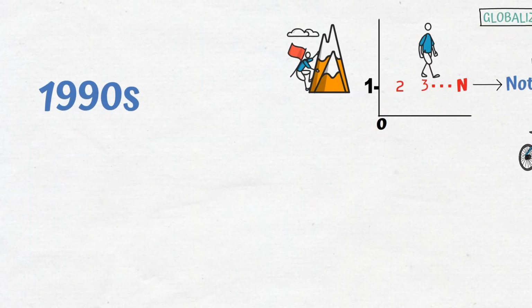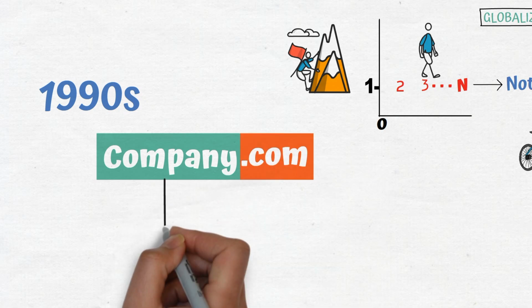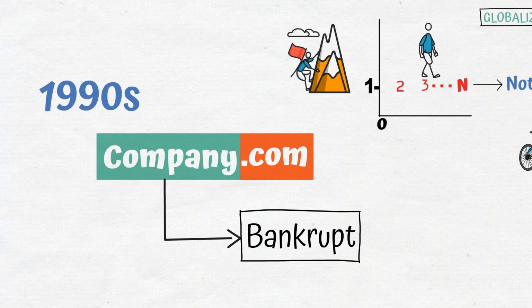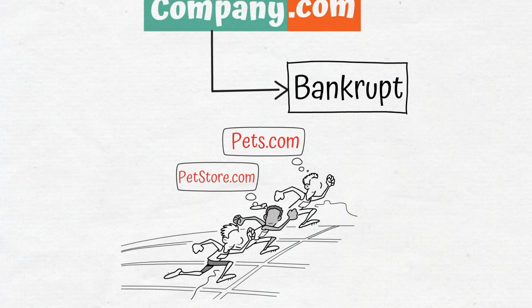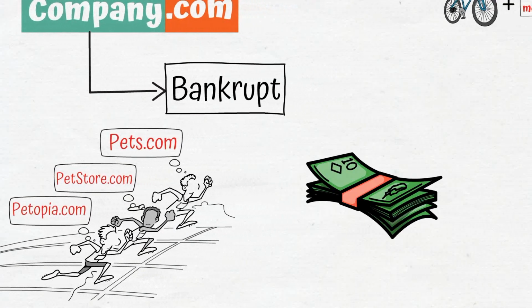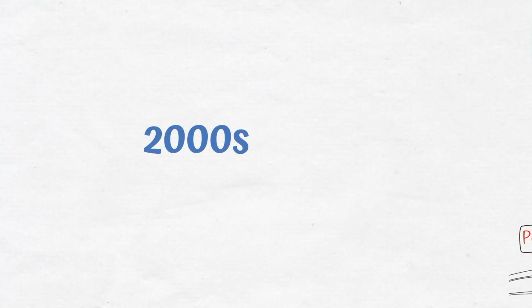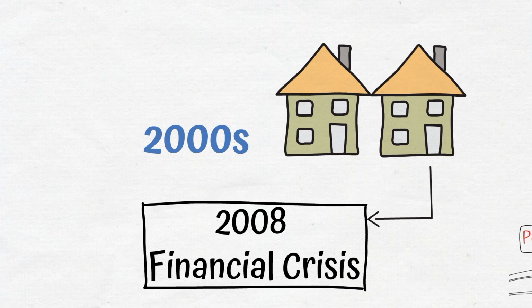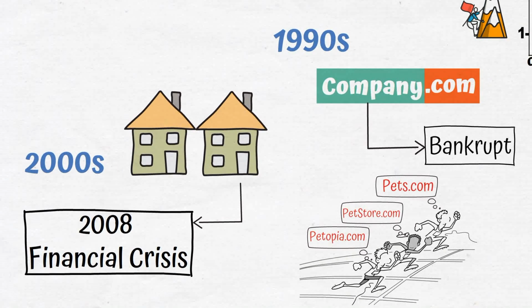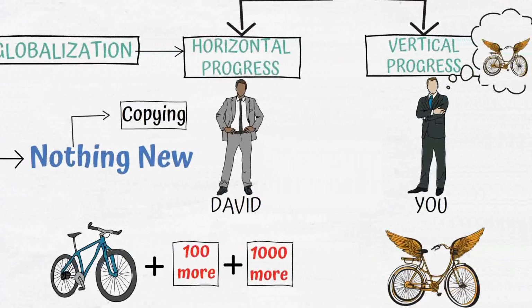In the 1990s, businesses rushed to establish an online presence and include .com in their names. High competition led to many companies going bankrupt. For example, there was fierce competition among online pet stores like Pets.com, Petstore.com, and Petopia.com. When Pets.com failed, $300 million in investments vanished. Similarly, in the 2000s, people rushed to buy real estate, which led to the 2008 financial crisis. In recent times, we've seen two major crashes, the dot-com bubble burst and the 2008 financial crisis. Both occurred because companies were focusing on horizontal progress, copying others rather than innovating.